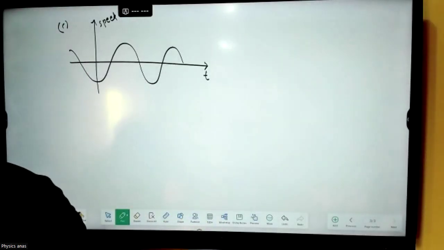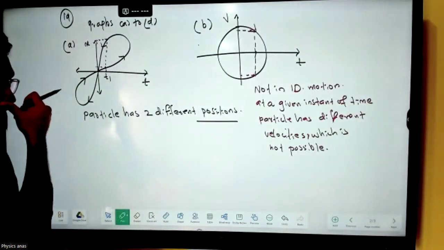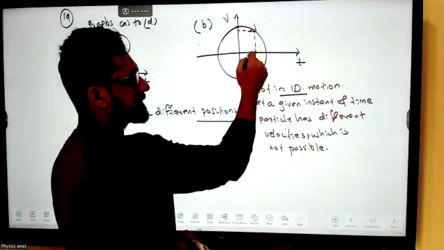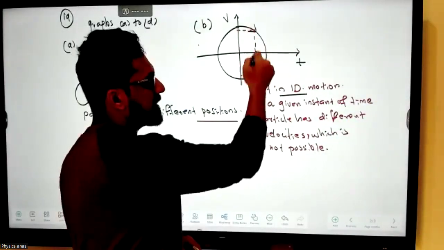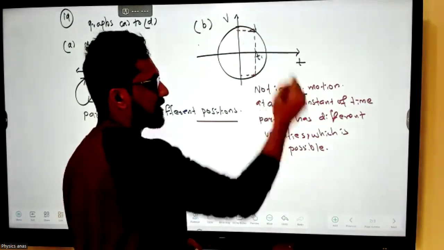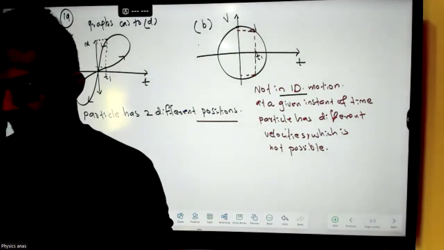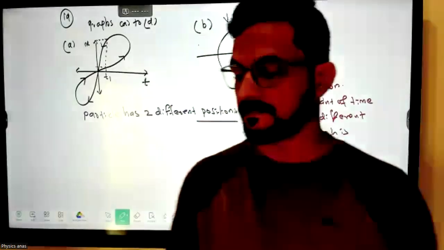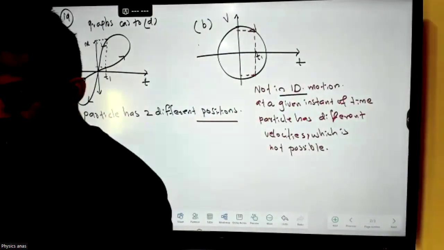Arpita, can you show the previous slide for a minute? This is not in one-dimensional motion. At a given instant of time, the particle has different velocities. You can see one velocity here, another velocity here. So the particle has different velocities, which is not possible. Okay, sir.